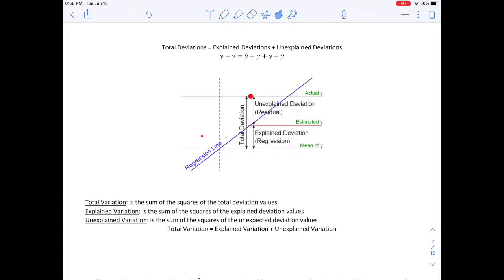It's also in the graph right below that, with the unexplained deviations, the explained deviations, and the total deviations all in here. I want you to notice that there is our mean, which would be y bar. We have our actual y value, which is our point here. And then we have our estimated value, which is that line, giving us the value y hat from that line.